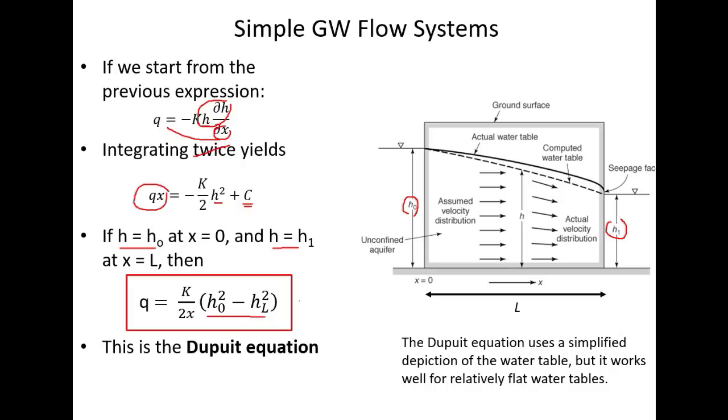So this is kind of a parabolic type expression, parabola. Hard to write with this little pen, but I'll just call that parabola. This is the Dupuit equation. So the assumptions that got us to this point for the unconfined aquifer are often referred to as the Dupuit assumptions. So it's a simplified depiction of the water table. It's not 100% accurate, but it works pretty well as long as our water tables are relatively flat. In many cases they are, because groundwater gradients don't tend to be super steep.